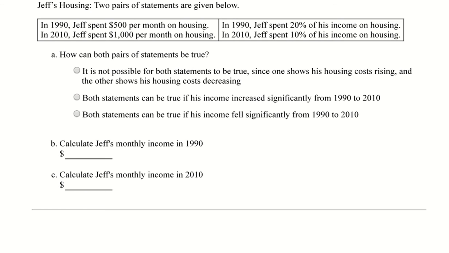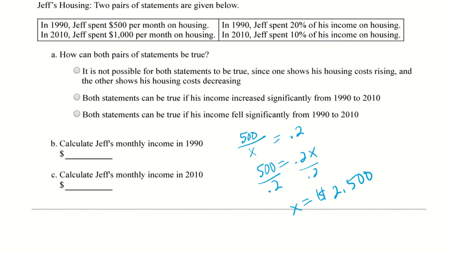So to calculate Jeff's monthly income in 1990, well, $500 out of some total was 20%. So then we would use algebra to solve for this, right? And can multiply x on both sides and then divide by that 0.2. So if I use my calculator, he has a monthly income of $2,500. And then you would do the same for his 2010 income.